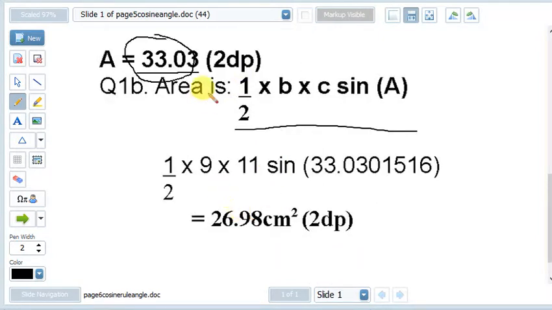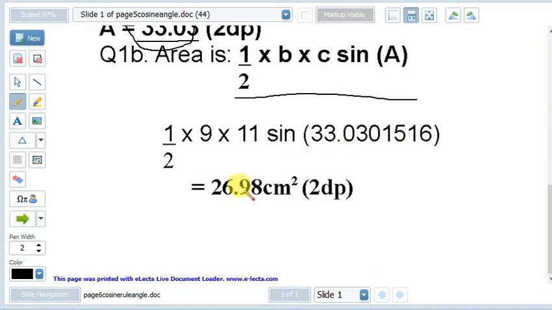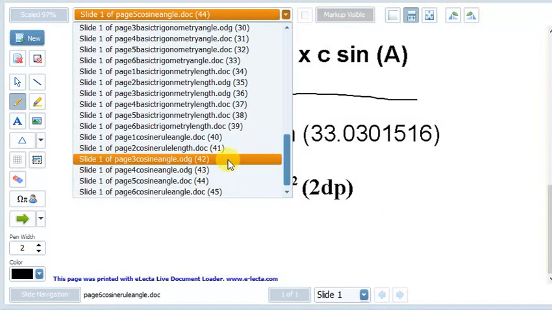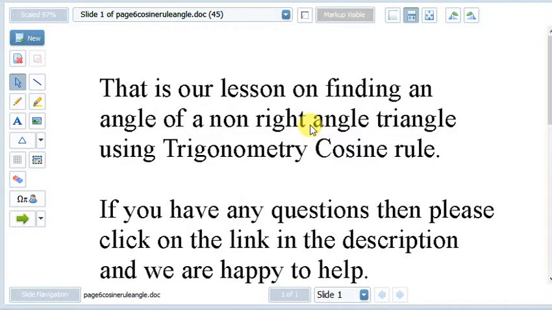Okay, so half AB sine C or half BC sine A, etc., is the area of a triangle when using trigonometry. So if you put that into your calculator, it equals 26.98, and it will be centimetres squared in this case. This is our lesson on finding an angle of a non-right angle triangle using trigonometry cosine rule.